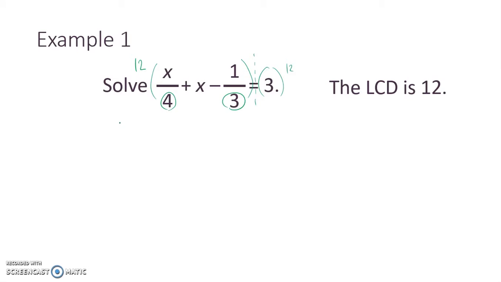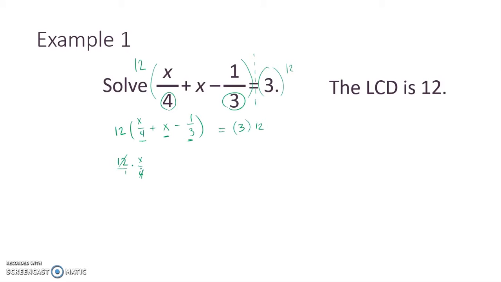So it's like I'm distributing a 12 to the x over 4, to the x, and to the negative 1/3. Each chunk needs to be multiplied by that 12. And then we'll have the 3 times the 12. Now I realize I just wrote out the same thing, but I want you to see what's happening. So we'll have 12 times x over 4. Well, those will cancel.